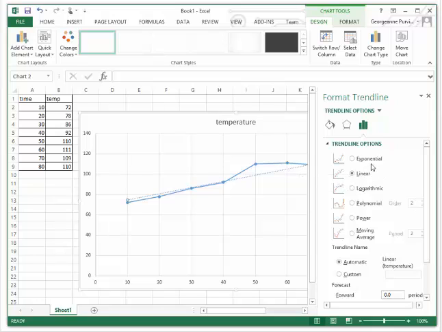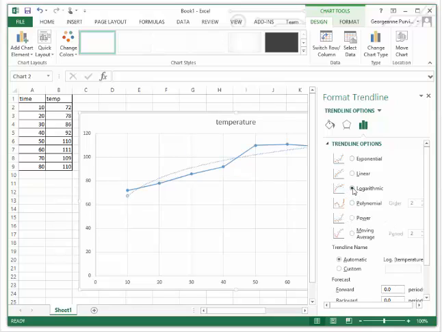I can play games. I can try an exponential fit. A slight curve occurred. Logarithmic. Logarithmic fit didn't look very good. A polynomial fit didn't look so good either. So it says polynomial of order 2. That means something that has a squared function in it. So maybe if I make it a higher order polynomial, I can get a better fit. And yeah, I can. So that's starting to look like a better fit of the data right now.